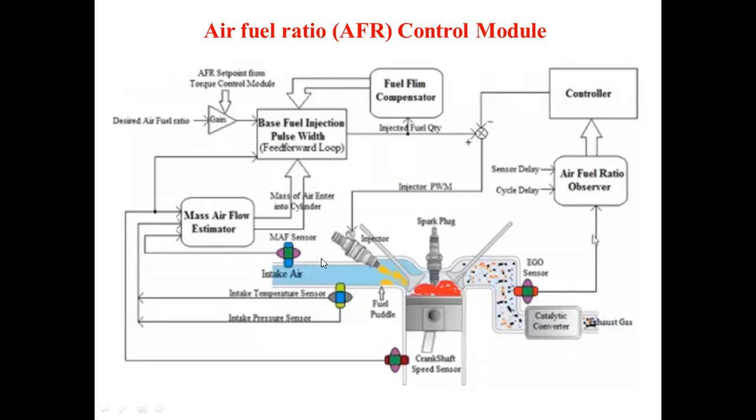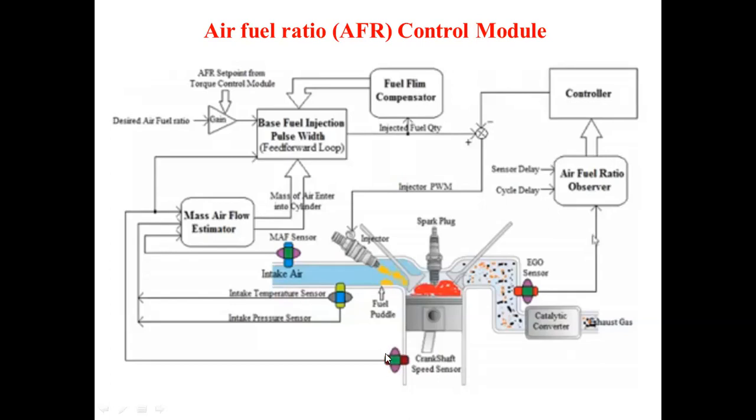Now this is the control of your fuel. Now for the control of your air, we need to know at what time the fuel should be injected as well as when the ignition should occur. To identify that, we have here the crankshaft speed sensor to know at what position the piston is and at what speed the piston is moving.